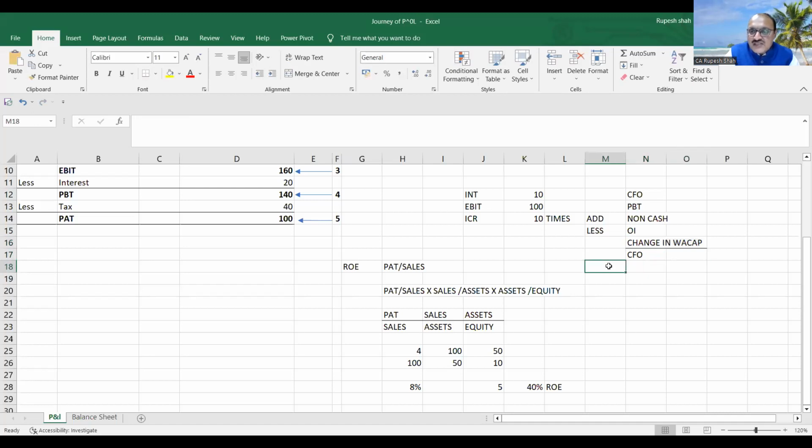When you minus the capex from this, what you get is actually the free cash flow. I hope, Mudulji, this is clear for you.